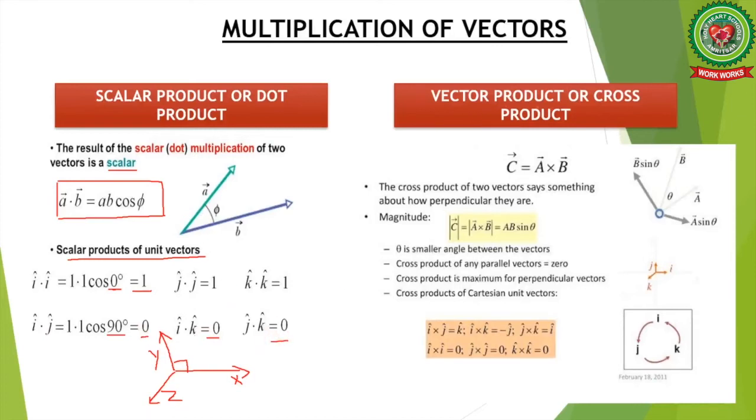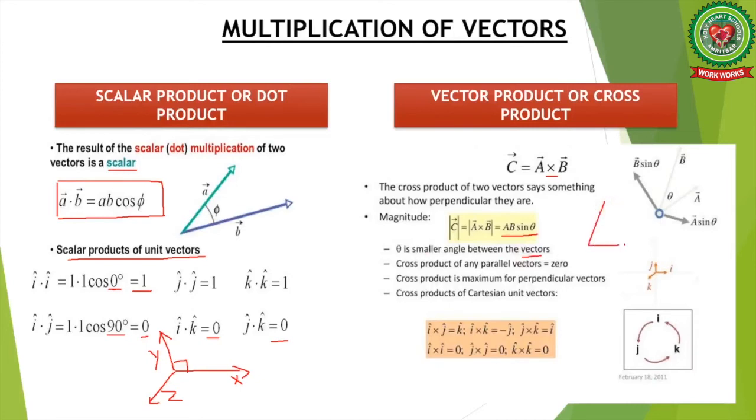Now the vector product, which is also called the cross product, because it is represented by a cross between two vectors. The cross product of two vectors says something about how perpendicular they are. Its magnitude for a cross b is given by the formula ab sin theta. See the difference here: ab cos theta for the dot product, and here it is ab sin theta. Theta is the smaller angle between the vectors.